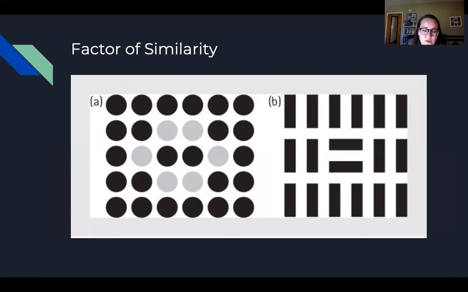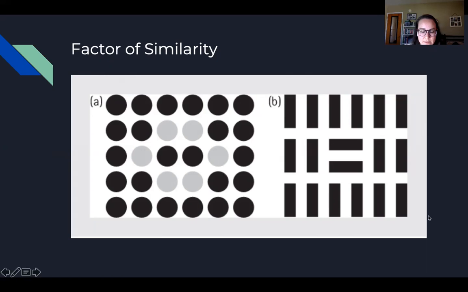So like I said, another factor is called the factor of similarity. This says that objects that are similar to one another will be grouped together. So here in figure A, we have similarity of color. Here we have the similar dots, the gray dots, grouped into one object that's distinct from the rest of them.